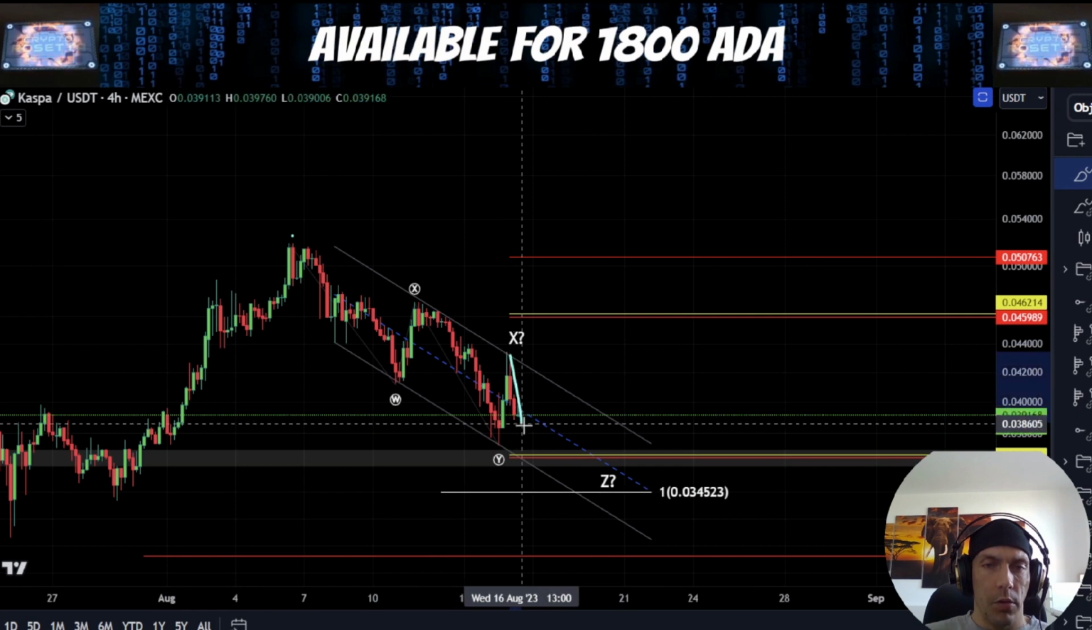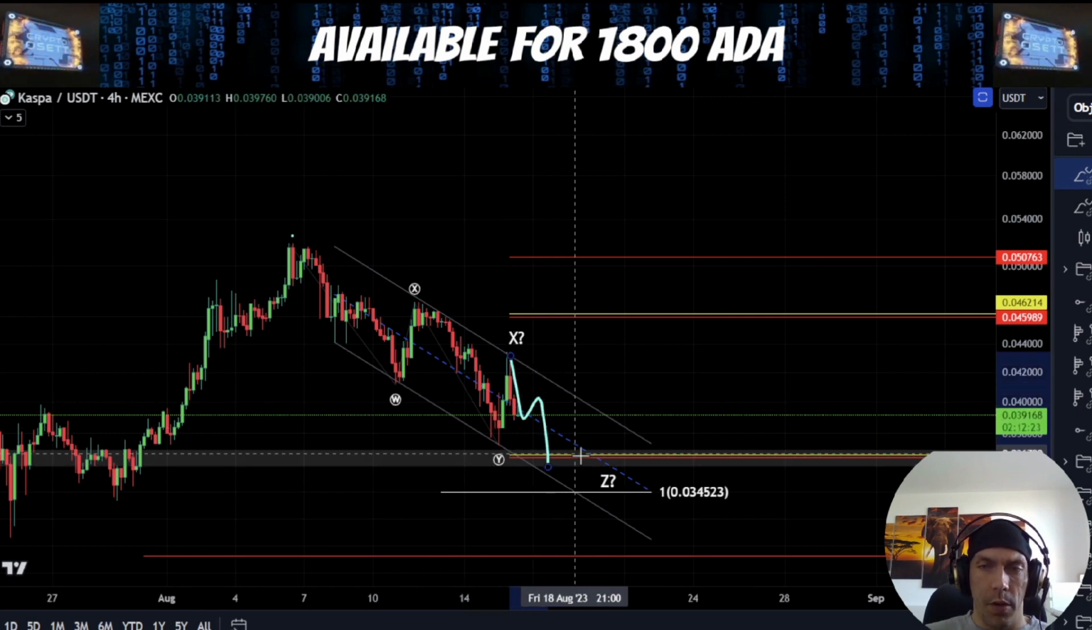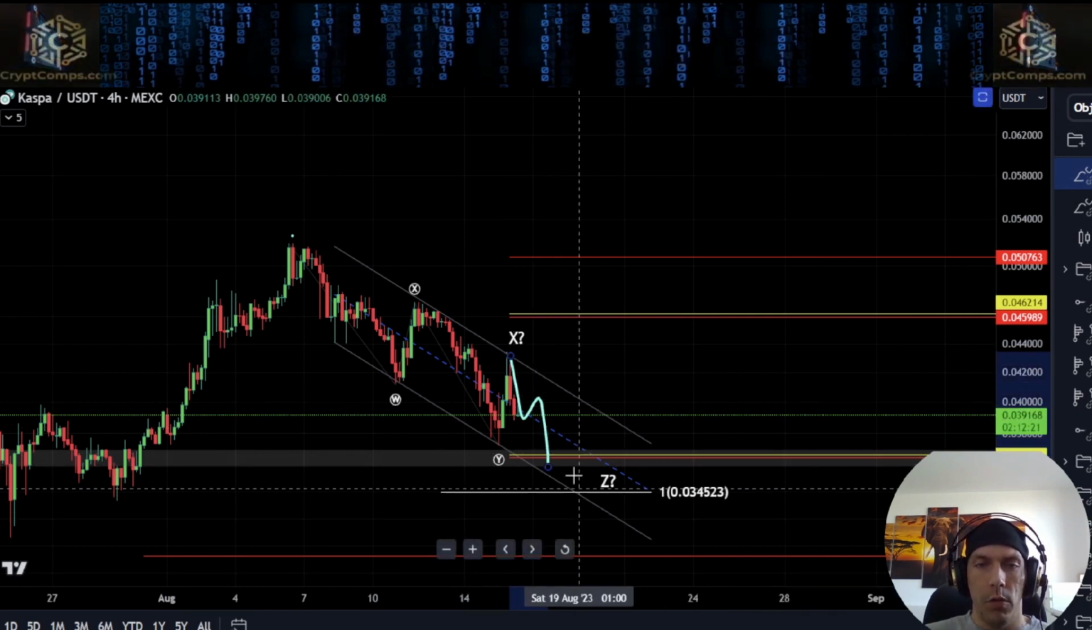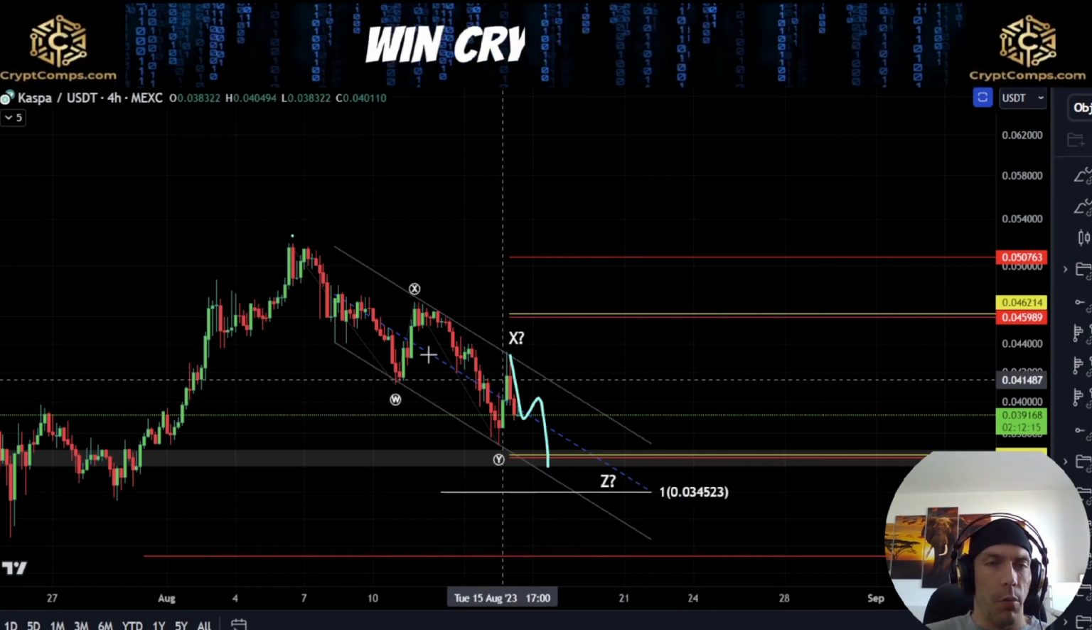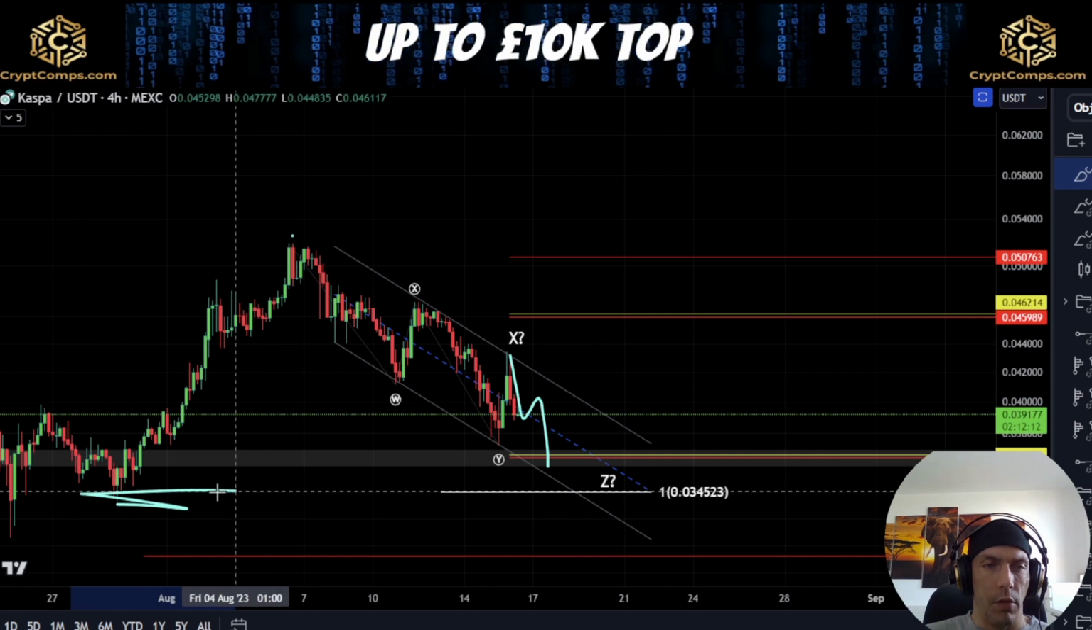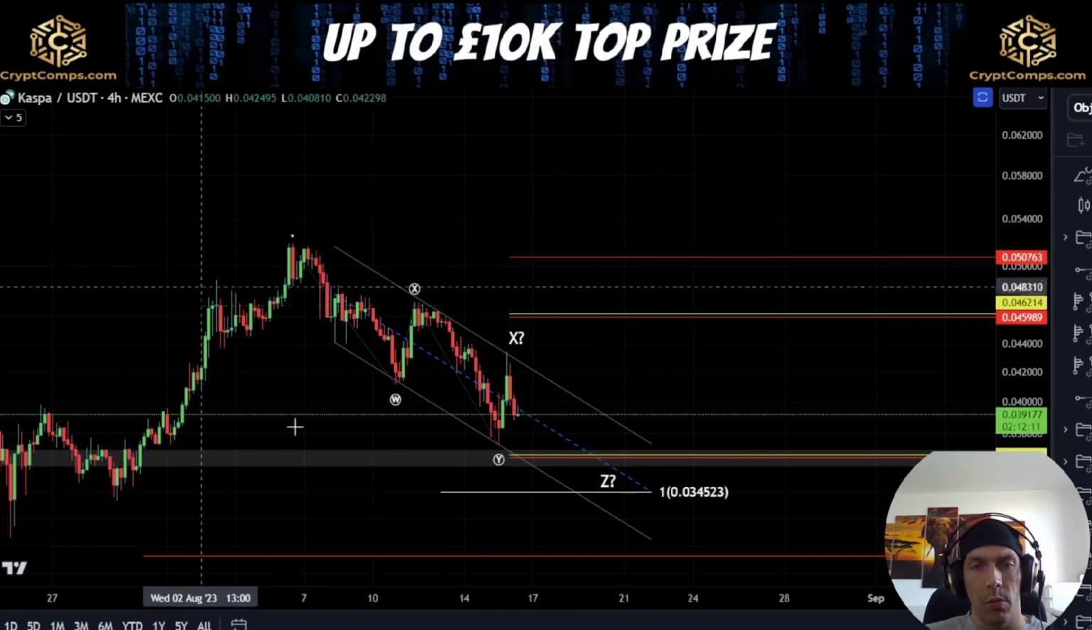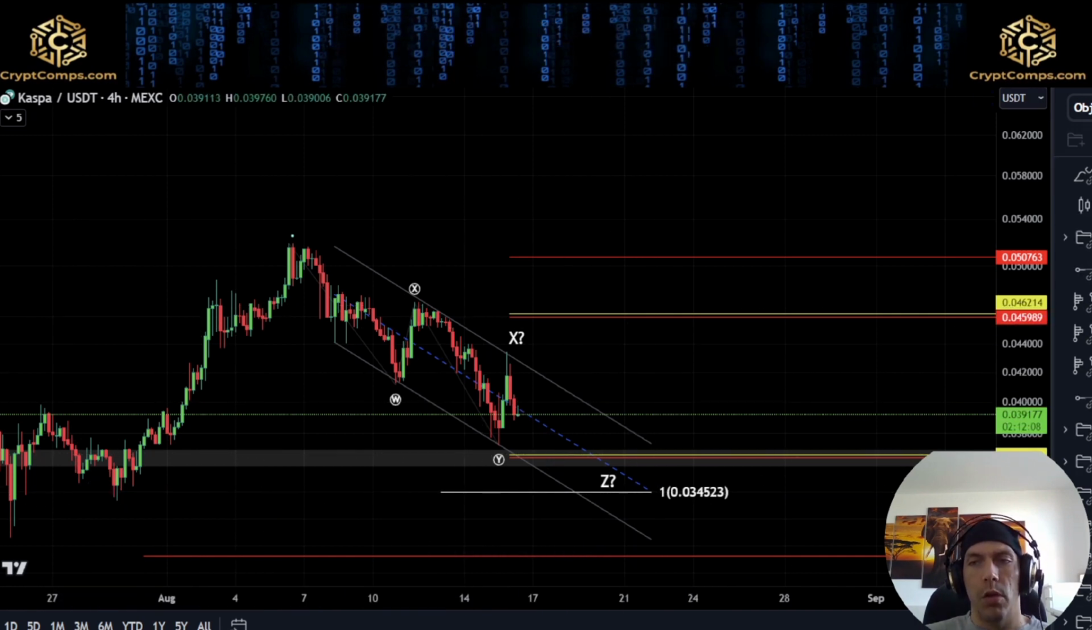If, however, we do look to push down directly here, I'm going to be keeping an eye on this level here. We also do have, obviously, that 1-to-1 lower down here at this 34523, which would align with coming back into these lows. So this is going to be very important. We do have that support zone. We need to watch how it reacts in there.